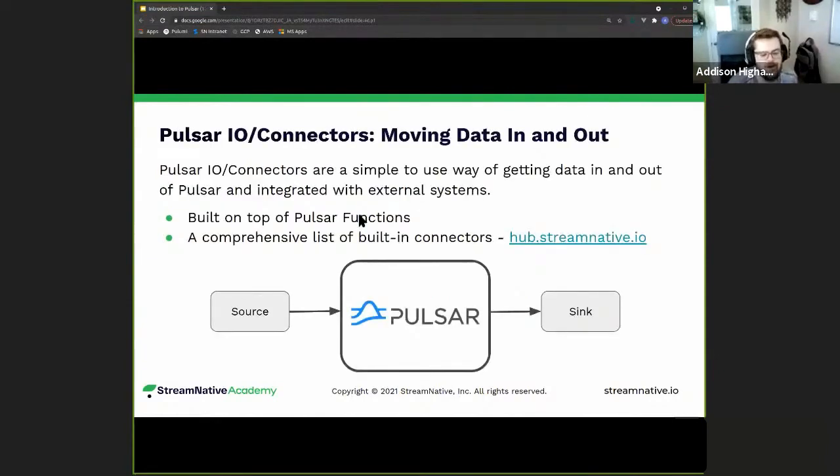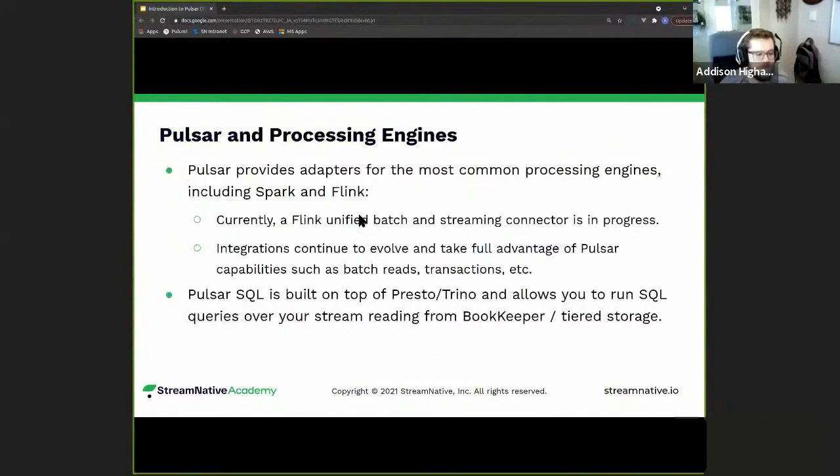This relates to Pulsar IO. Pulsar IO and functions share the same common framework. So this is the same mechanism. You can create a source, for example, that runs inside your Pulsar cluster, connecting to other services and pulls data in a sort of fully managed way into your Pulsar cluster.